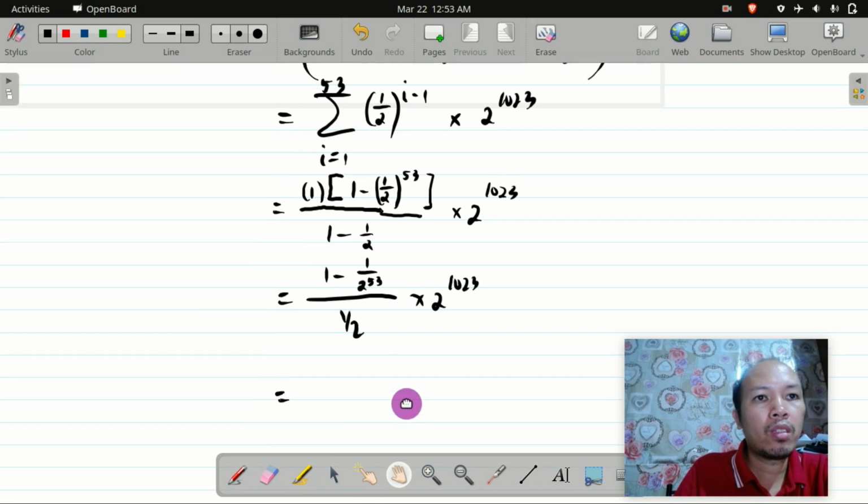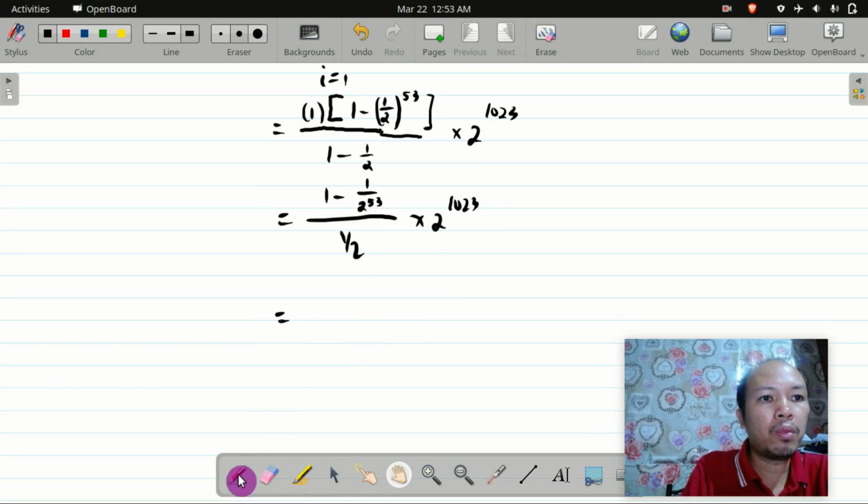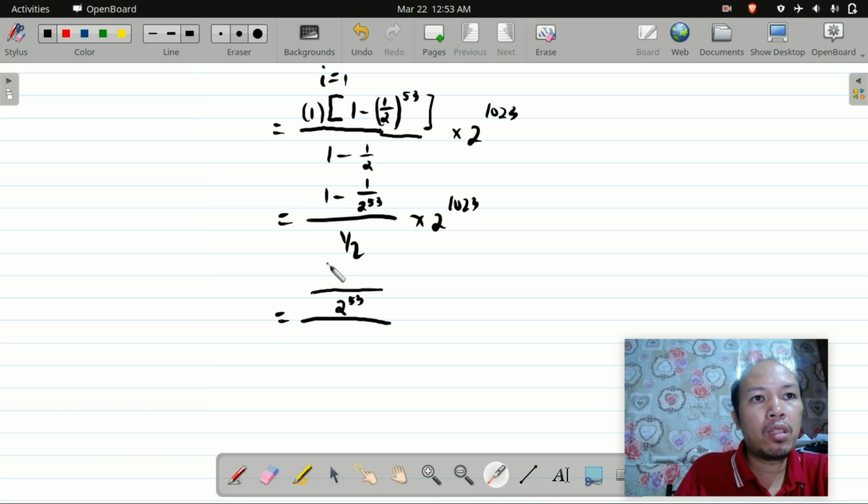So what will happen here, we get the LCD in the numerator, 2 to the 53. We have 2 to the 53 divided by 1 times 1, so we have 2 to the 53 minus 1, divided by 2 to the 53, times 1, so we have 1 here. So we have 1 half times 2 to the 1023.